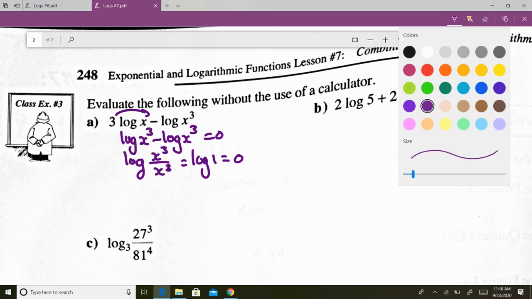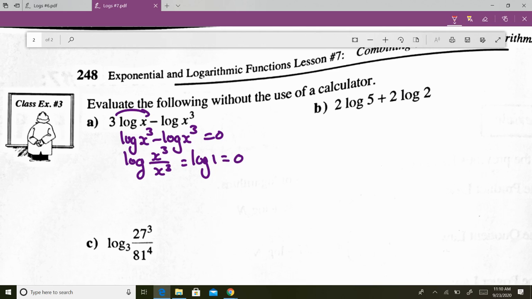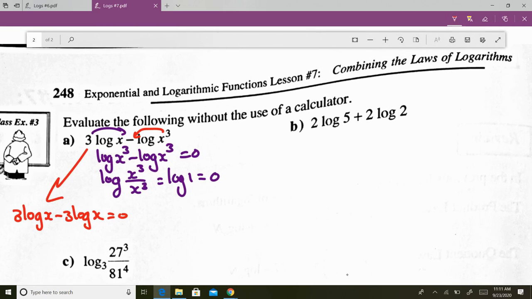You could have dropped the 3 down if you wanted, in which case you would have gotten 3 log x minus 3 log x, and you could have recognized that those are the same, and you're going to get 0. They're all the same. I don't care which way you do it. It's whatever way your brain will work that you'll recognize. It does not matter to me.